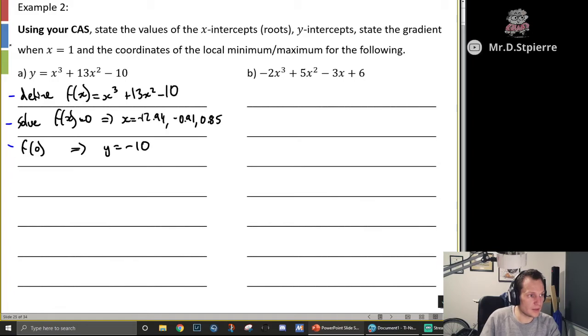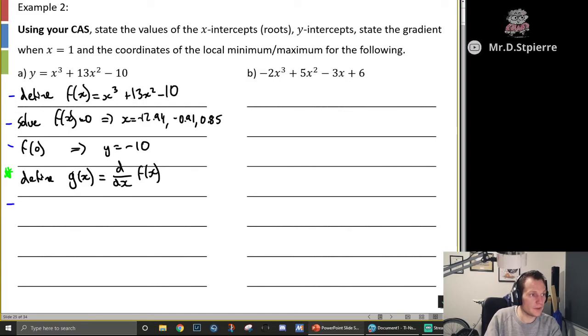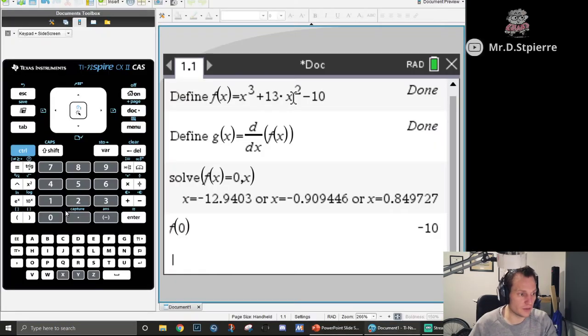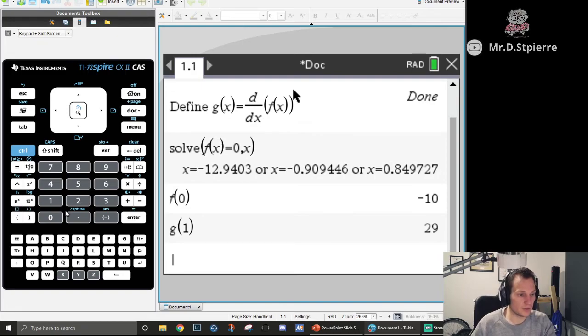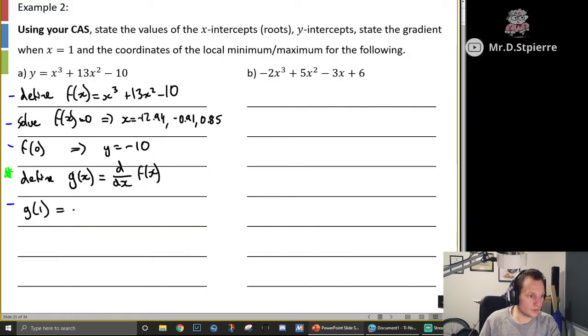Just as a reminder, and I haven't written it in, but for the derivative, this was a key thing. We have define g of x as equal to the derivative of f of x. So we had to put that in there, and then to get our next bit of information, we're going to find the gradient when x equals 1. So we're just going to go g of 1. That'll tell me the gradient at x equals 1. So g of 1 is 29. So the gradient is equal to 29.